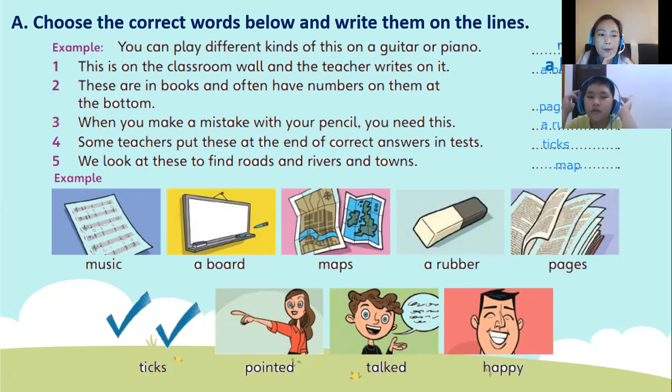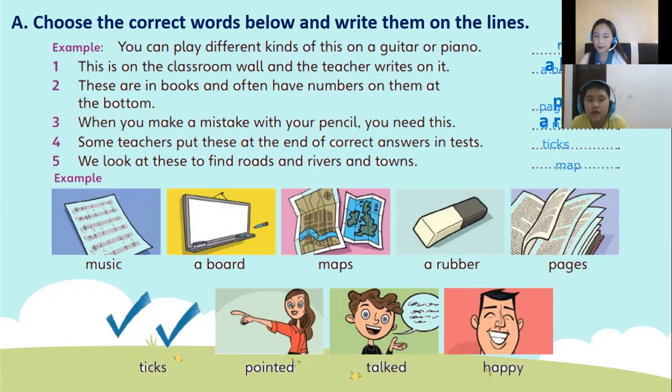Number 2. Words are in books and often have numbers on them, at the bottom. What is your answer? Pages. Okay, number 3. When you make a mistake with your pencil, you need this. What's your answer? A rubber. Yes.